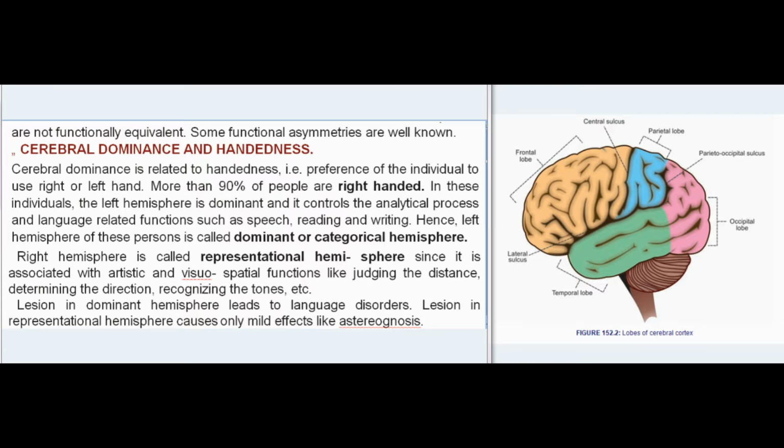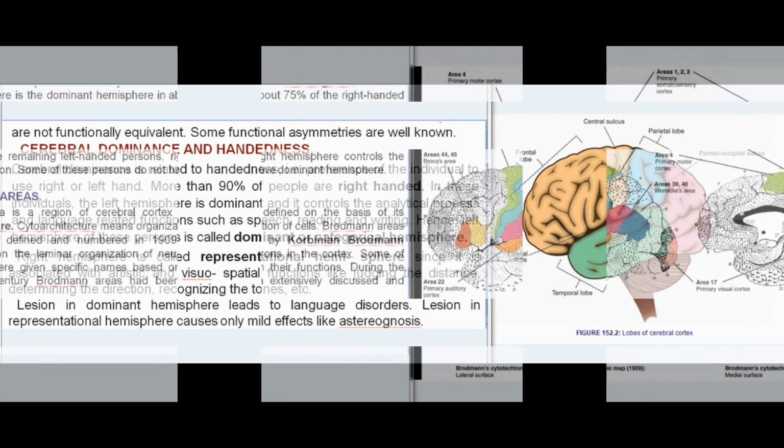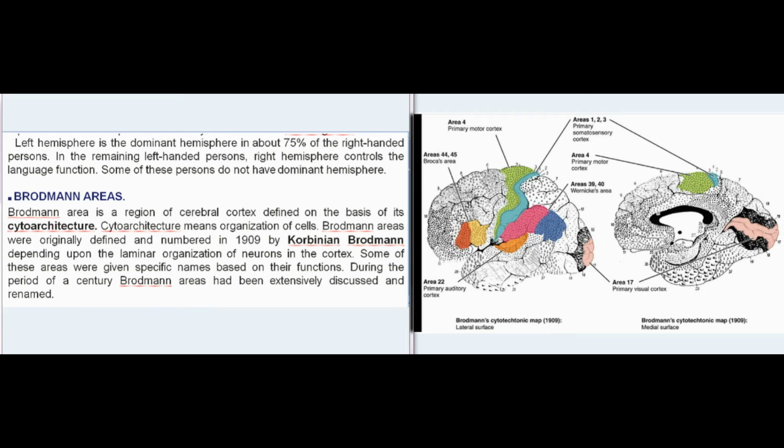Lesion in dominant hemisphere leads to language disorders. Lesion in representational hemisphere causes only mild effects like astereognosis. Left hemisphere is the dominant hemisphere in about 75% of the right-handed persons. In the remaining left-handed persons, right hemisphere controls the language function. Some of these persons do not have dominant hemisphere.